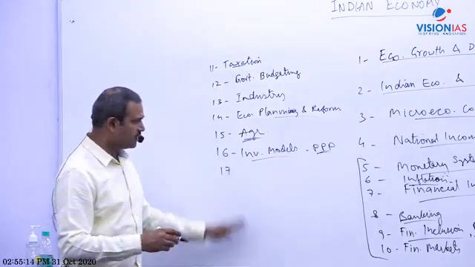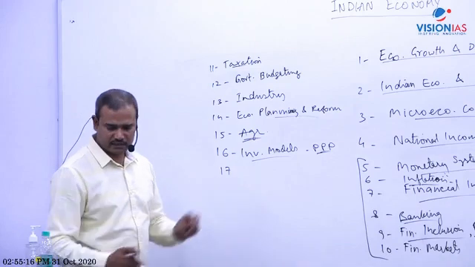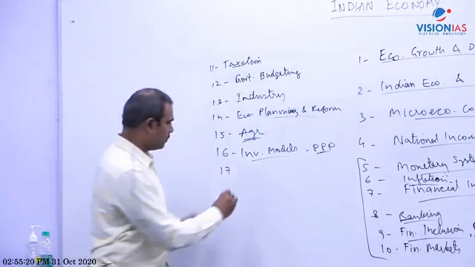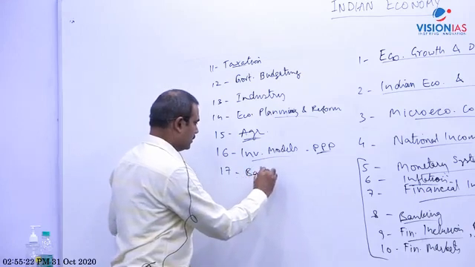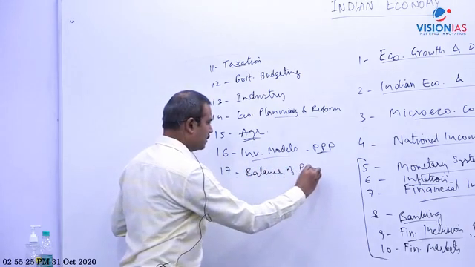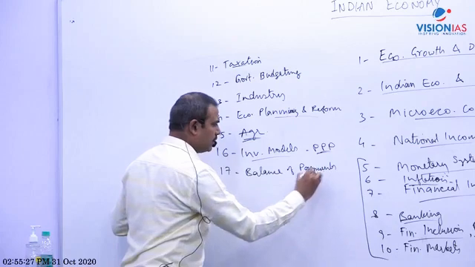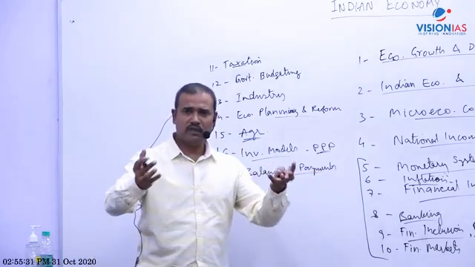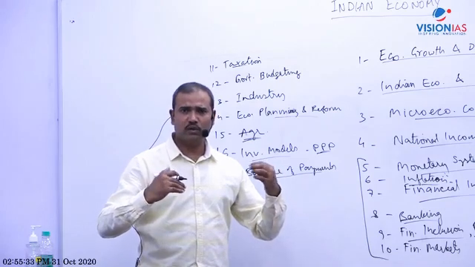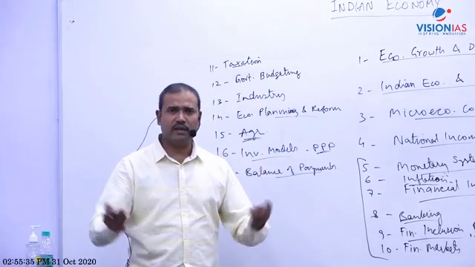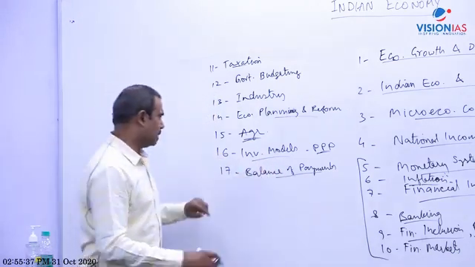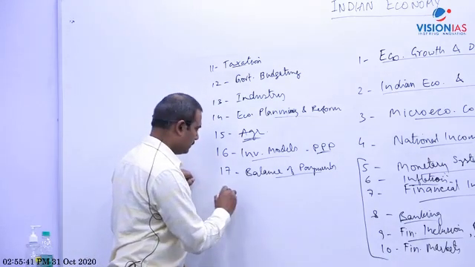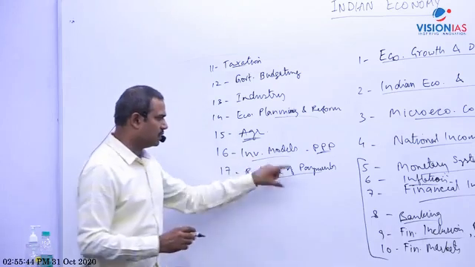Now the other topics are related with the external sector. There I will discuss, the 17th, balance of payments. Balance of payments, I told you, is a kind of account of a country with the rest of the world: whatever money we receive from the rest of the world through imports, exports and anything, and what we pay. So balance of payments, and here foreign exchange rate also, and some related topics.